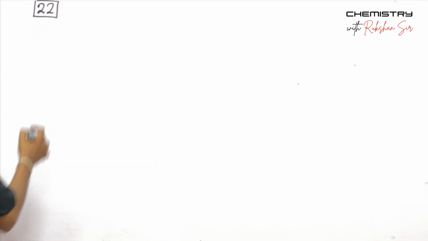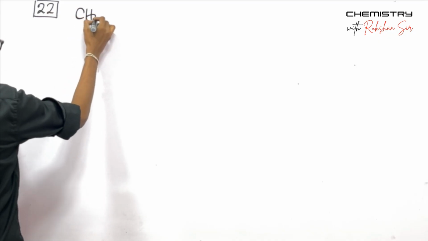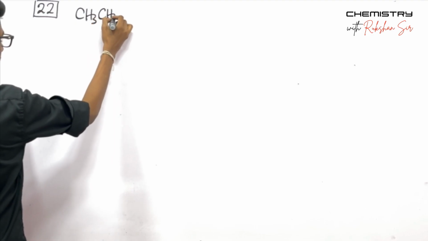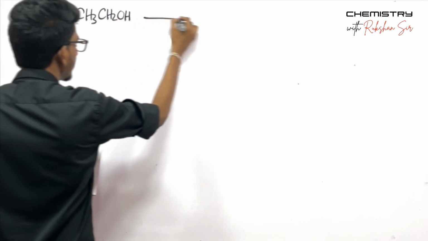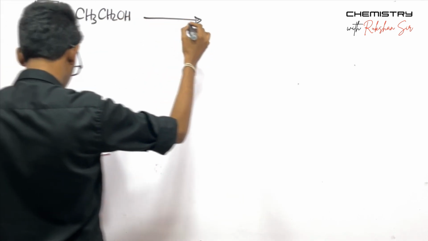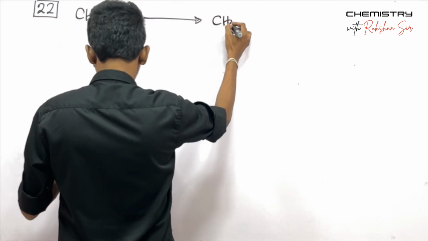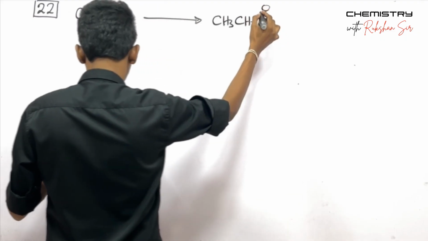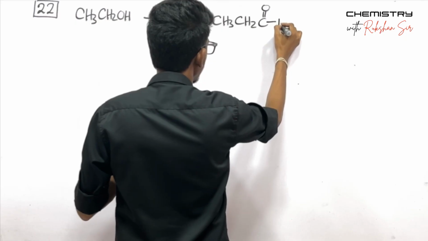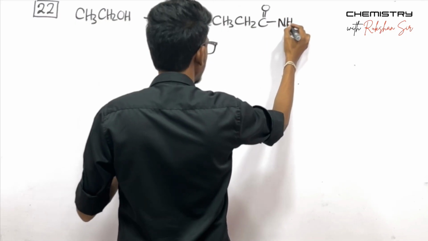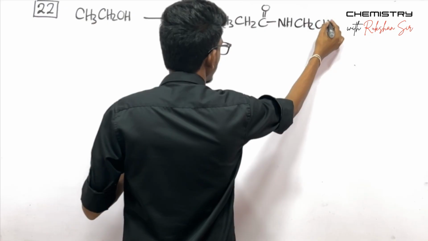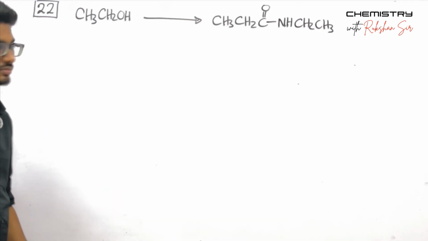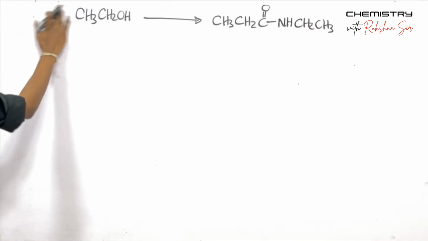Right, this CH3 CH2OH needs to be converted to this one, CH3 CH2 this stuff and NH CH2 CH3. Question 22.